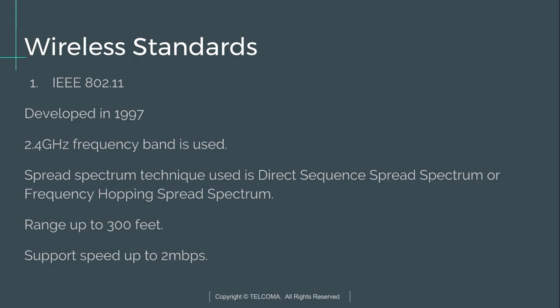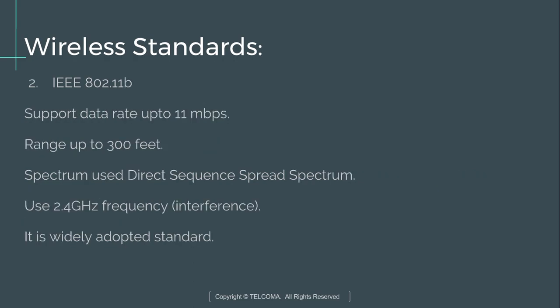It means it modulates the signals by using these two techniques, and its wireless range is up to 300 feet, and it supports a speed of up to 2 Mbps. So devices using the standard IEEE 802.11 only give a speed of 2 Mbps. Now we will discuss its updated version, that is IEEE 802.11b.